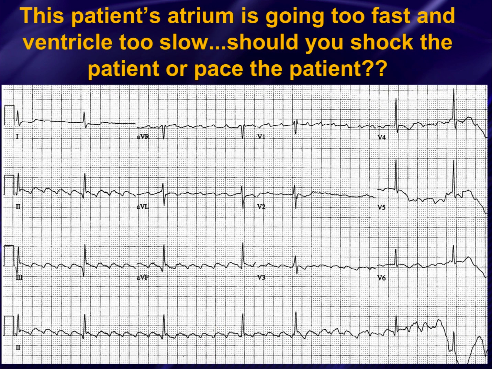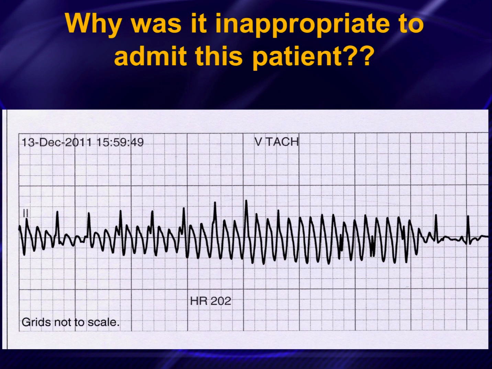How about this one? This was a confusing one to a lot of people. The patient's got atrial flutter. So the atrium's going too fast. The ventricle is bradycardic, so the ventricle's going too slow. Atrium's going too fast. Ventricle's going too slow. Do you shock them or do you pace them? Most people end up choosing the wrong therapy. And then take a look at this one.